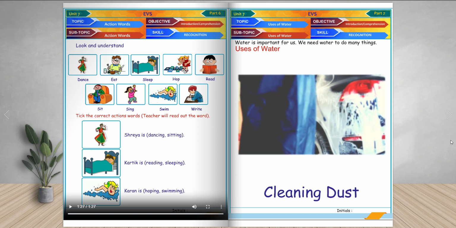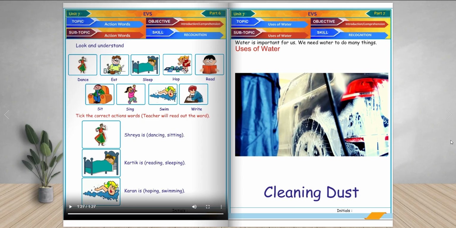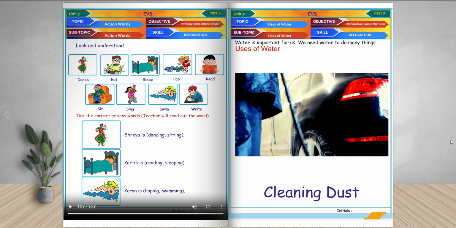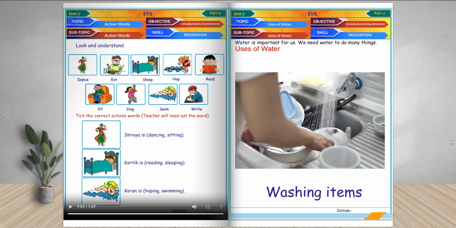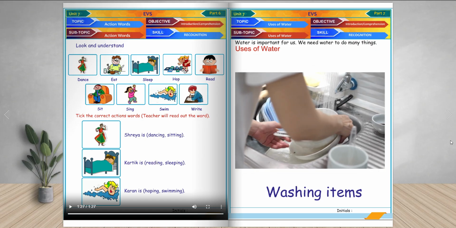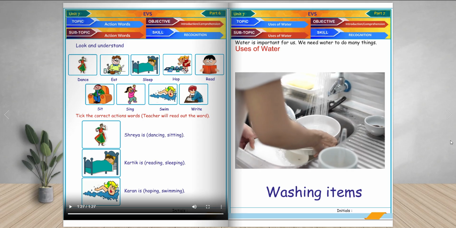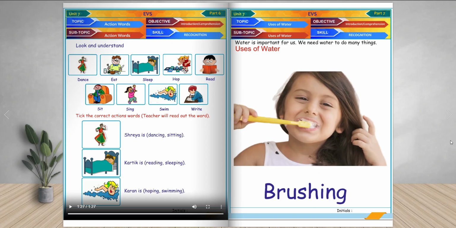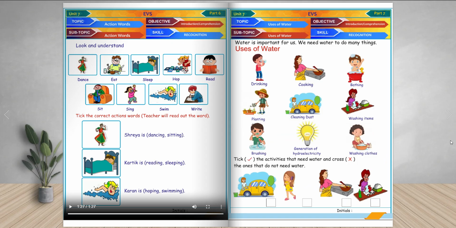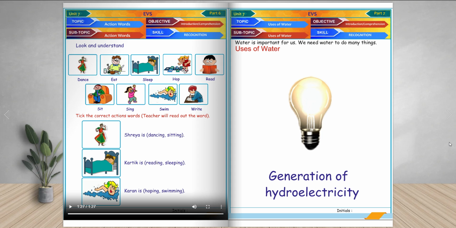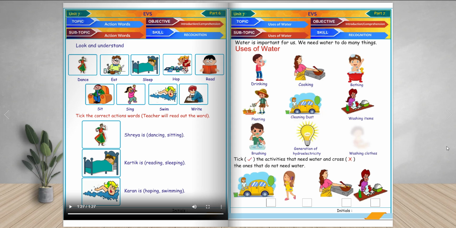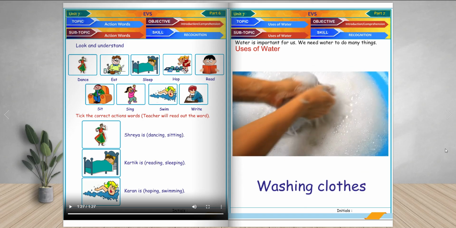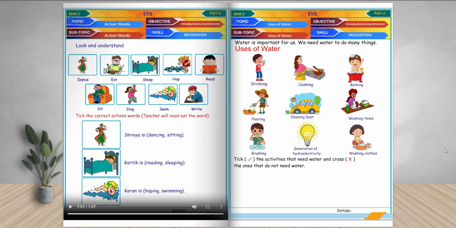Cleaning dust. Washing items. Brushing. Generation of hydroelectricity. Washing clothes. Tick the activities that need water and cross the ones that do not need water.